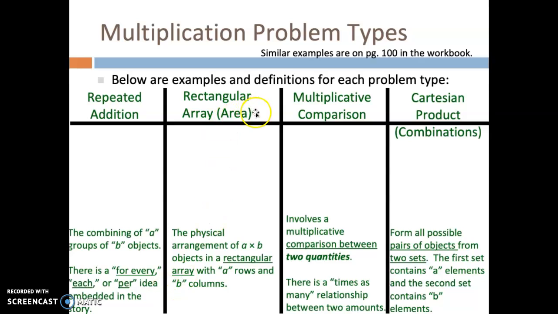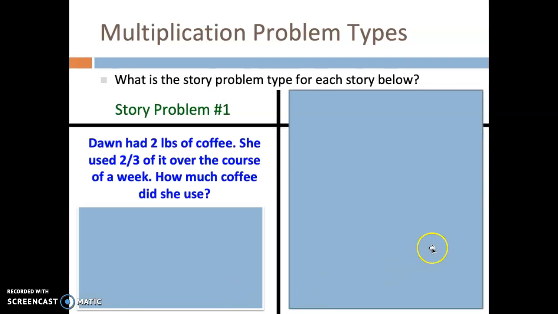Rectangular array or area is the physical arrangement of A and B objects in a rectangular array. Multiplicative comparison involves the multiplicative comparison between two quantities. And then a reminder that the Cartesian product, the combinations, we're looking for pairs of objects from two sets, but we know that this is not something we're going to use for fractions. Okay, multiplication problem types. What is the story problem type for each of the below?